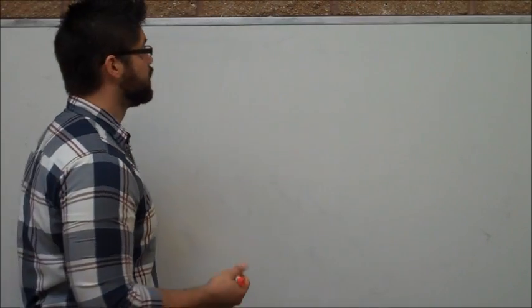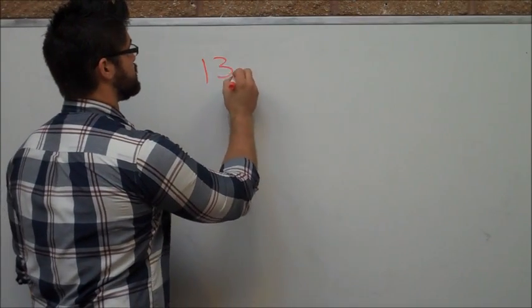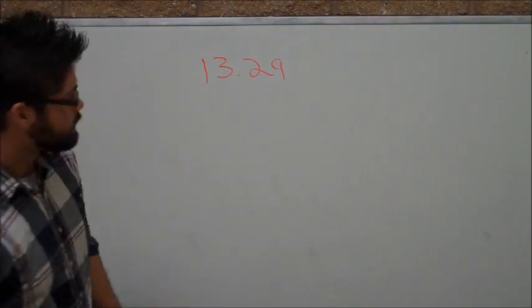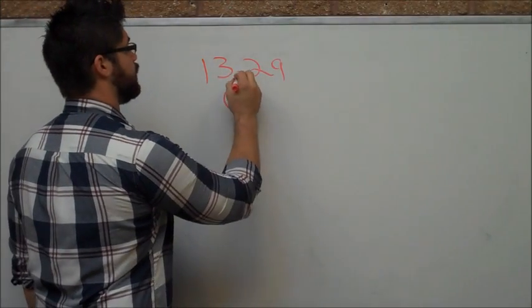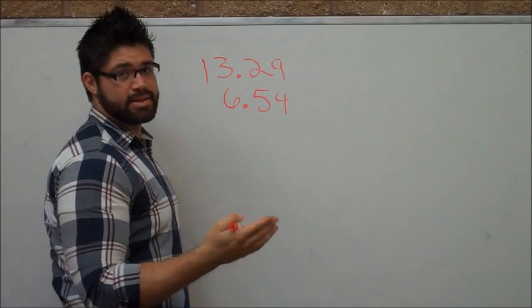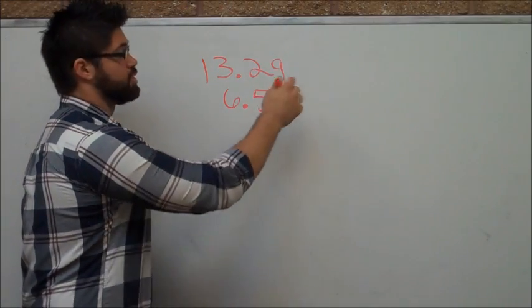And below that, you're going to write what I write now. So if we know that 13.29, and we also have 6.54. If I want to estimate this to the nearest tenth, I'm just going to round that to the nearest tenth.